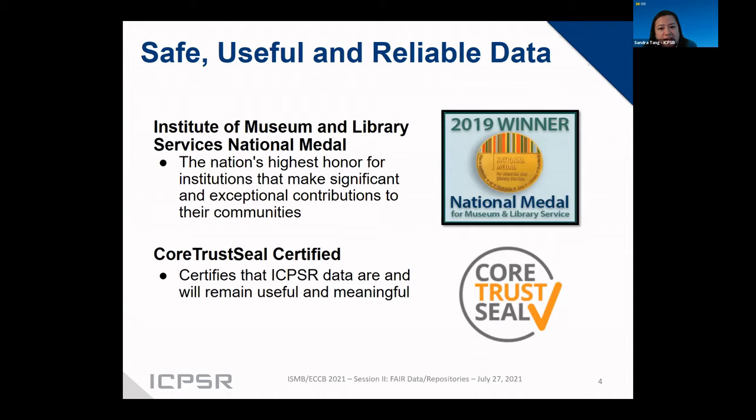So ICPSR is a trusted repository for social science data, in part because we've been around for a very long time, but also because we've received acknowledgement and certification from peers and independent authorities that have evaluated us and our processes. So for example, we received IMLS's National Medal, which is for institutions that make significant contributions to their communities. And we are also CoreTrustSeal certified. And what this means is that an independent group of reviewers have determined that ICPSR follows good practices, and that our data are sustainable and trustworthy.